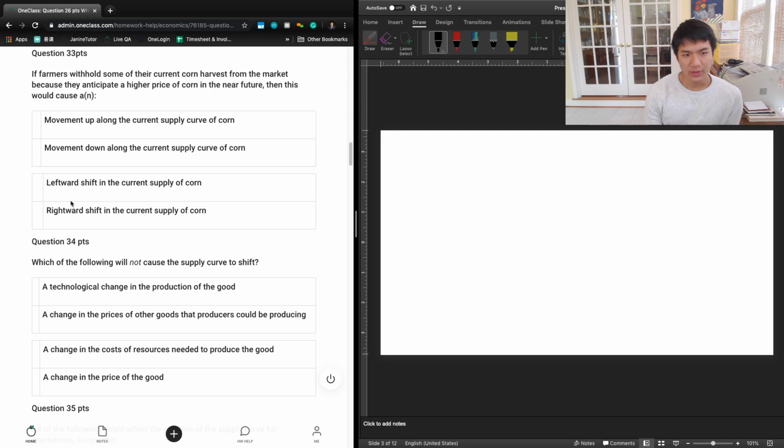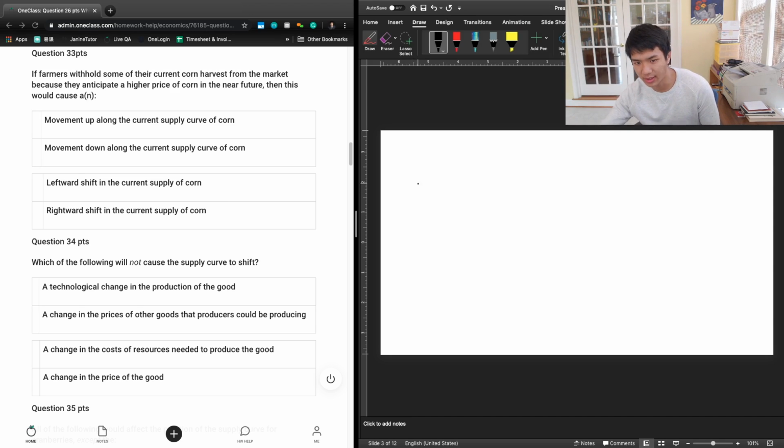If farmers withhold some of their current corn harvest from the market because they anticipate a higher price of corn in the near future, then this would cause A, a movement up along the supply curve of corn, B, a movement down along the current supply curve of corn, C, a leftward shift in the current supply of corn, or D, a rightward shift in the current supply of corn.